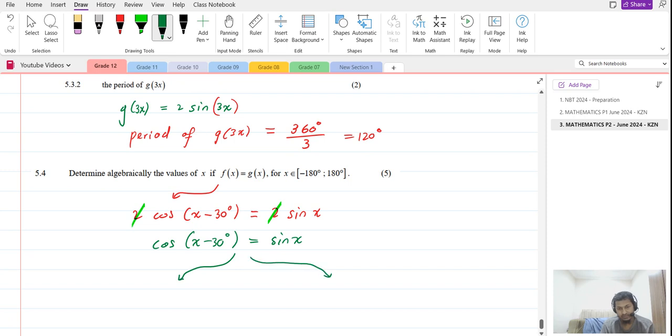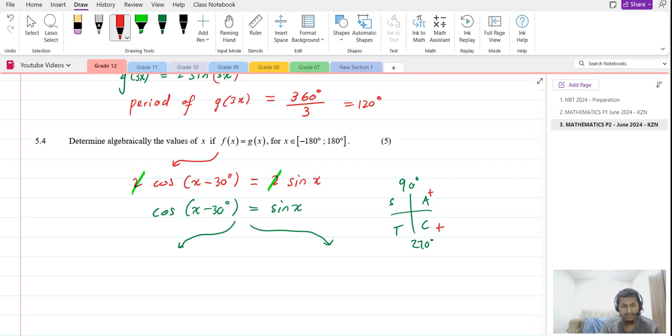So now where's cos positive? Now when we're using co-ratio, we need to use 90 degrees and 270 degrees. So cos is positive in the fourth quadrant and in the first quadrant. So we're going to write cos. So quadrant 1, we're going to write down cos of x minus 30 degrees.